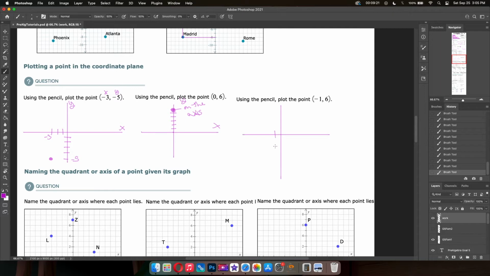Here we go backwards 1 because that's what the negative does. You're on the wrong side of the 0, and then you go up 1, 2, 3, 4, 5, 6. Theoretically, it's done evenly, and I don't think I did mine evenly, but you get the point. And see, there is the point.